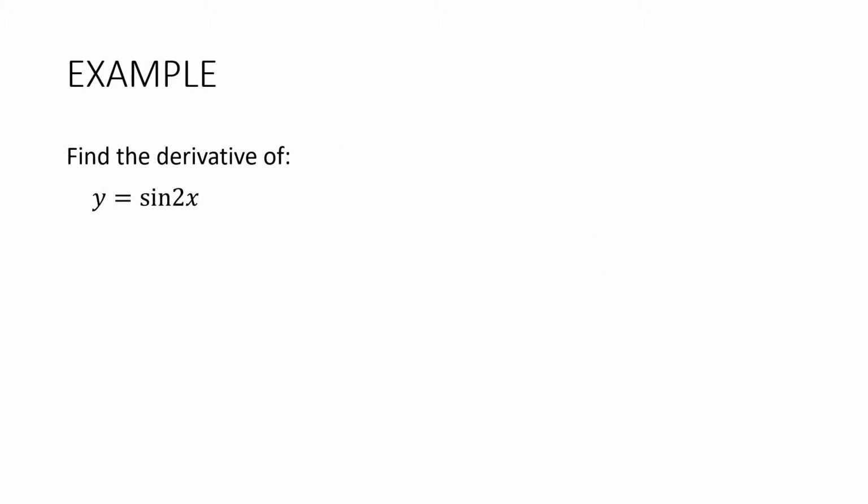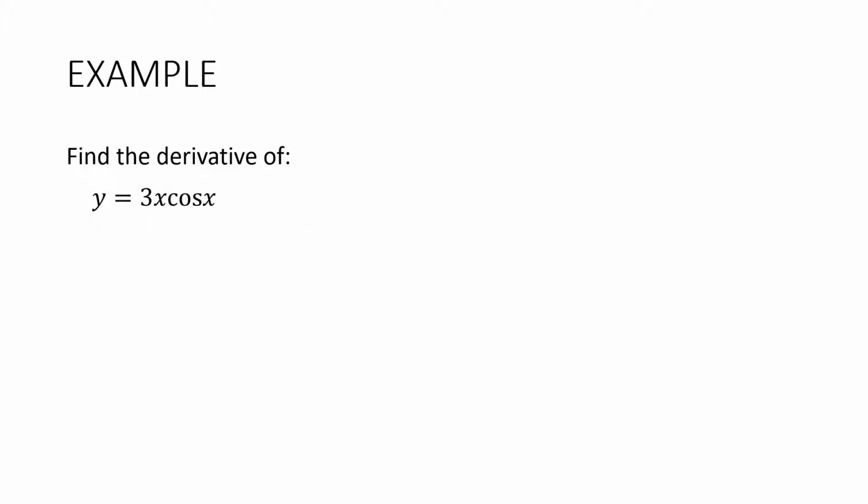So let's find the derivative of sine 2x. Here's a chain rule. We have a function 2x sitting in another function. So it's going to be differentiate the outer function. Sine 2x will become cos 2x, multiplied by the derivative of the second function, which is 2. Bring the 2 out the front: 2 cos 2x. Nice and easy.